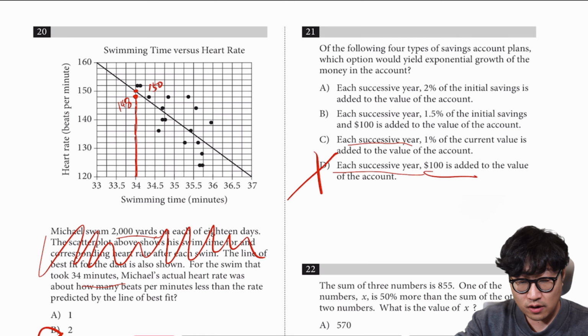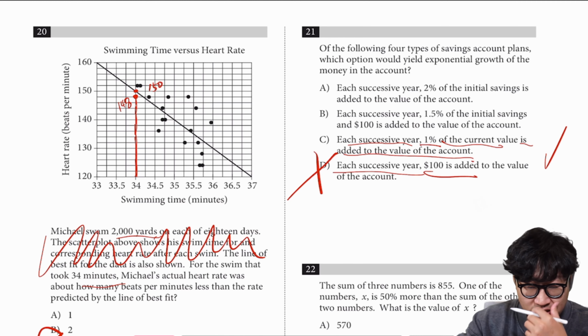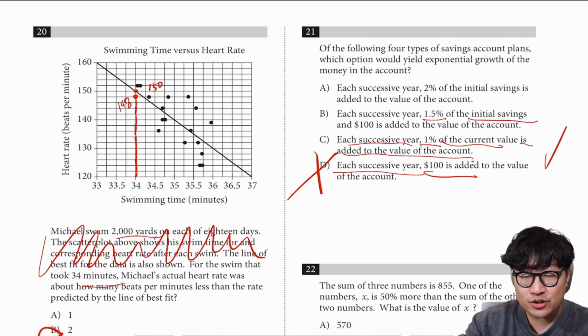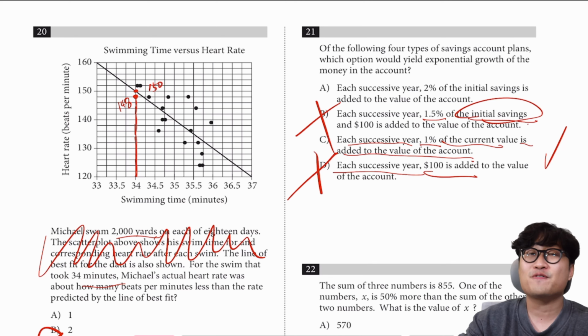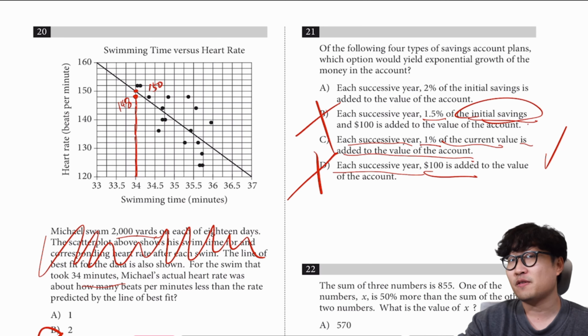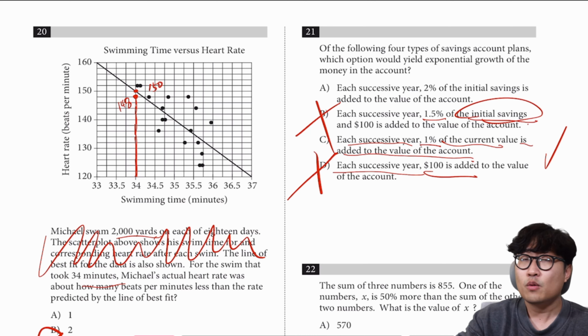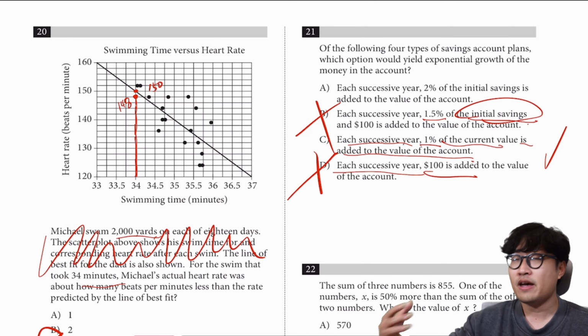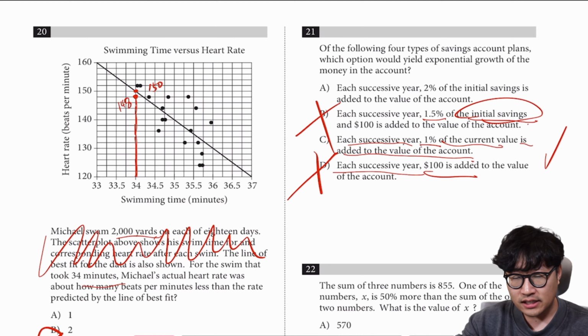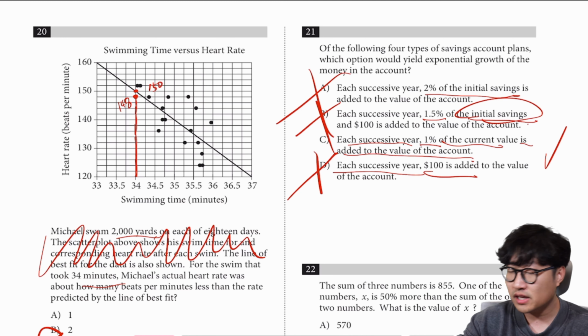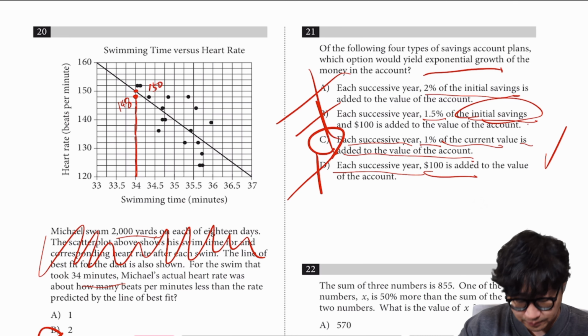C, each successive year, 1% of the current value is added to the value of the account. Yeah, I like that. B, each successive year, 1.5% of the initial savings. Initial savings is a fixed number, so 1.5% of a fixed number will be a fixed number. If you're getting that every time, that's called linear. A, each successive year, 2% of the initial savings. Once again, initial savings is a fixed amount, so that's not going to be exponential growth. So C is the exponential growth.